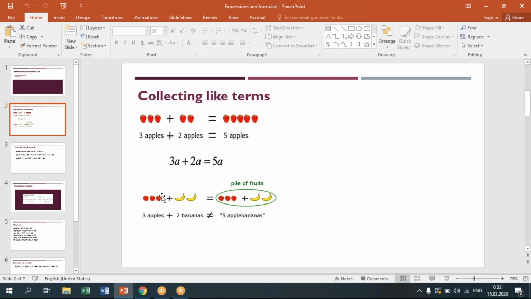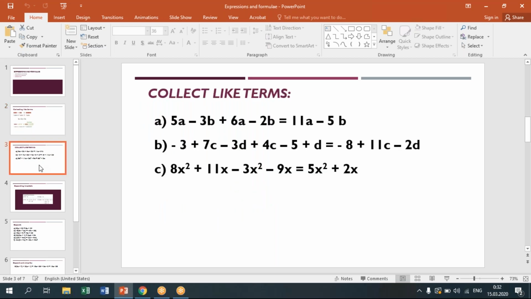What about the next one? Here we have 3 apples and 2 bananas. And as you can see, it does not equal 5 apple bananas. We can't say that if we add 3 apples and 2 bananas, it will be 5 apple bananas. It's impossible. So let's do an example, and here we will understand everything clearly.